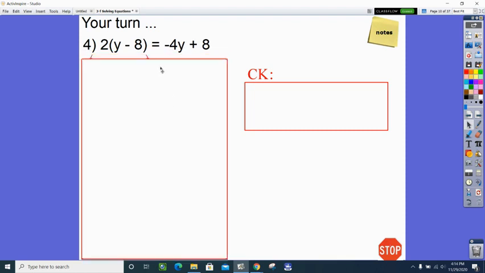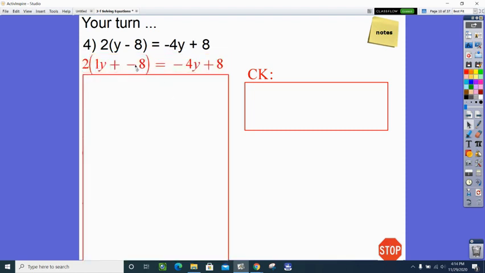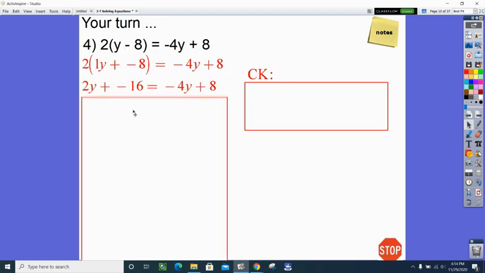Okay, we're going to do it one step at a time, guys. First thing I did was I changed it. And I also put in the invisible 1 just to remind myself to tell you you can always do that. Okay, so we changed the minus to plus a negative. Second thing, distributive property. 2 times 1y, write it down, plus 2 times negative 8, write it down. And that's what I have on the left, and that's what I have on the right.